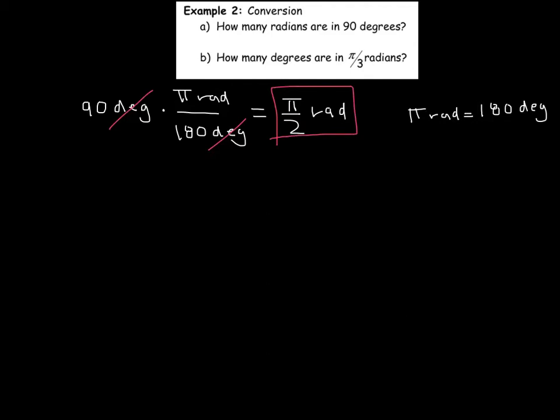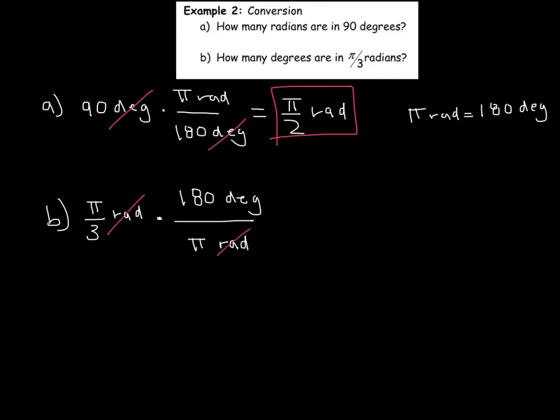All right, so then in letter B, so this was letter A. In letter B, we're going backwards. So now we're starting with pi over 3 radians, and we want to convert that to degrees. Well, this time, now notice we need radians to be on the bottom. So this time we need to put pi radians on the bottom, and on the top we need our 180 degrees, because that's what we're trying to convert to. And once again, this time the word radians cancels and the pi cancels.